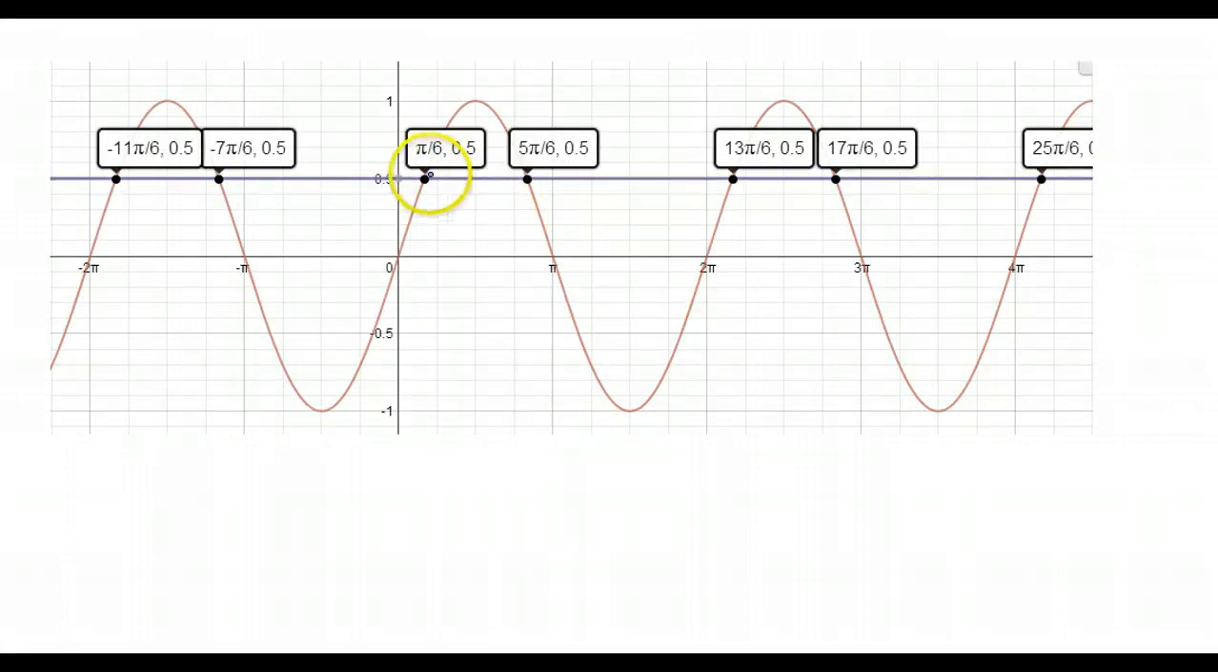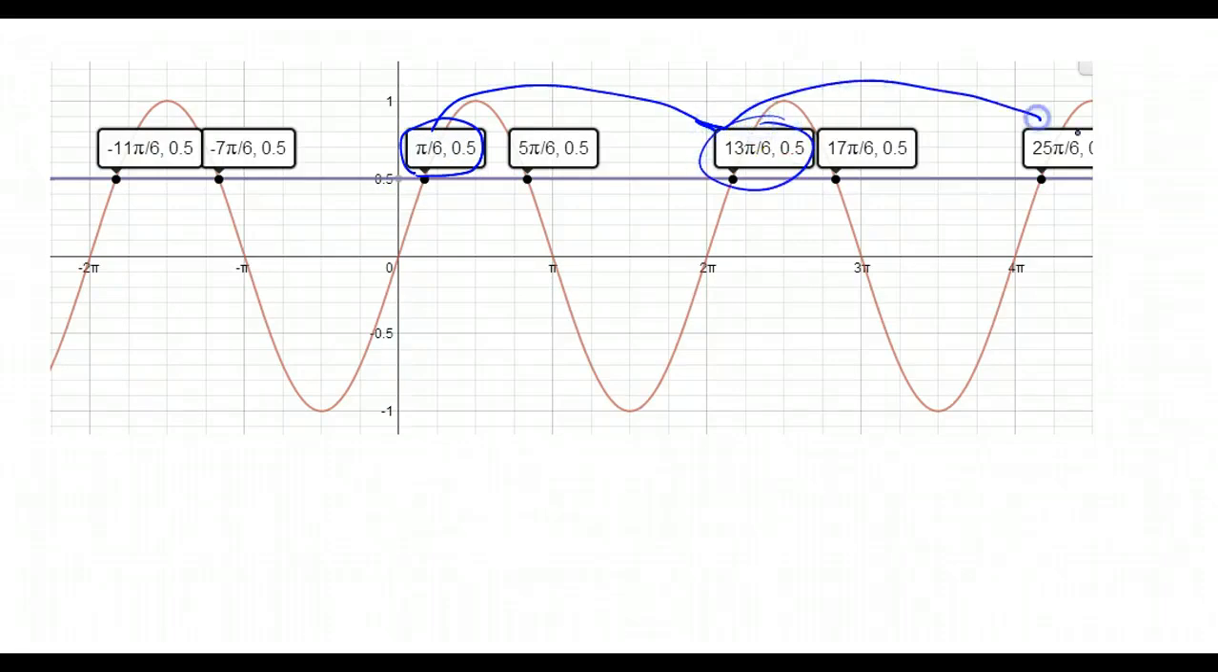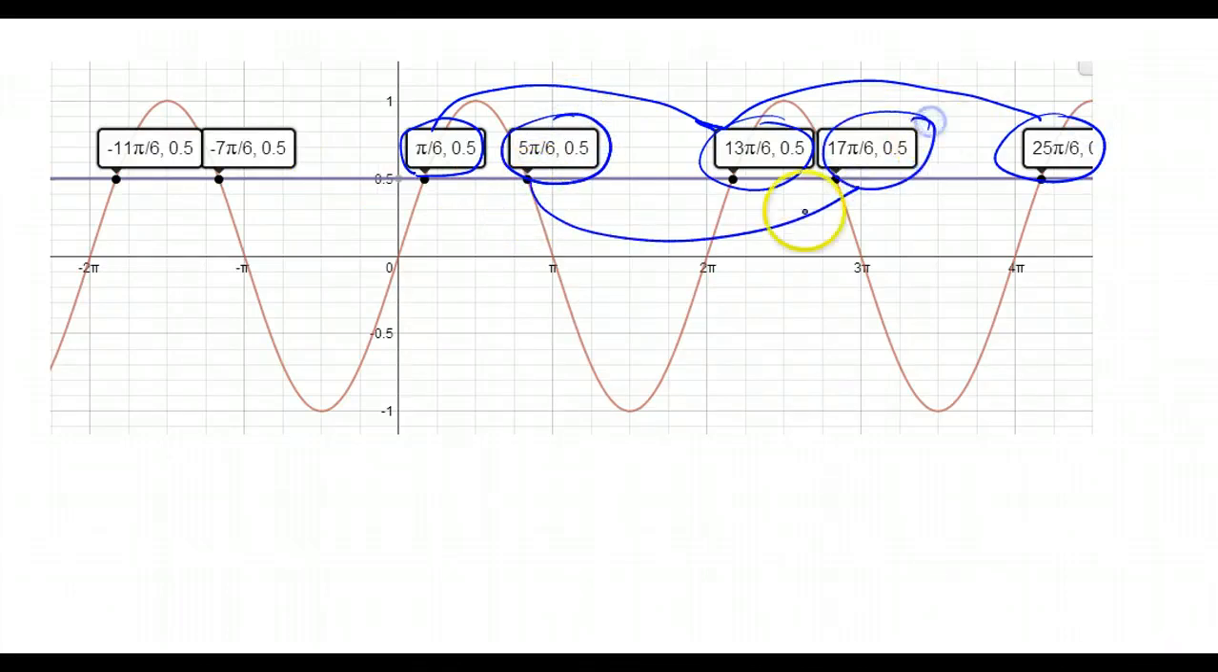Here's a graphical representation of that solution. You can see that it's equal to 1/2 at positive pi over 6, and then if I add 2 pi, it's equal to it again, and if I add 2 more pi, there it is again. And then it's equal to 0.5 at 5 pi over 6, plus 2 pi puts me at 17 pi over 6, and if I subtract 2 pi, I'm at negative 7 pi over 6.